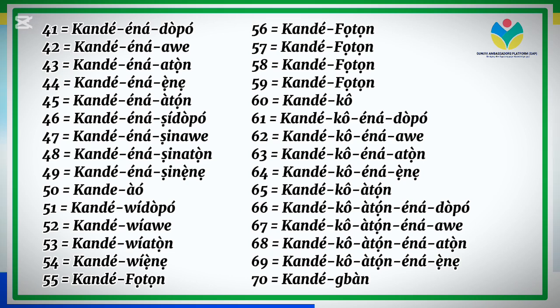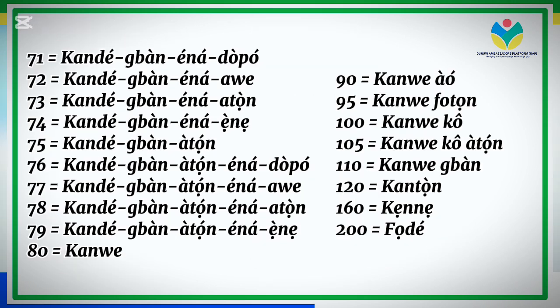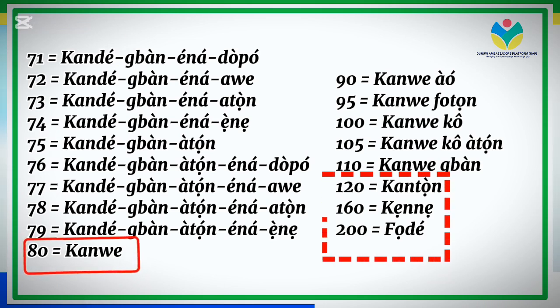Do you get? If you reach 60 now, that's Kande, you have 40 and you have 20. That's Kande Ko, Kande Konukun Dopo, Kande Konukun Awe, Kande Konukun Atan, Kande Konukun Ene, Kande Kwatan. Do you get? Kande Kwatan Nukun Dokpo, Kande Kwatan Nukun Awe. You continue reading the number like that. So by the time you get to Kande Gbanton Nukun Ene, you now have what we call Kanwe.